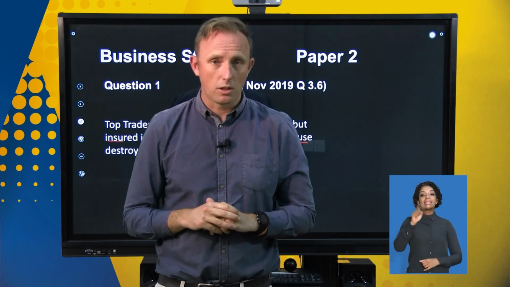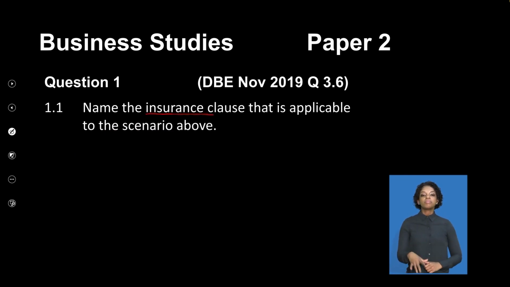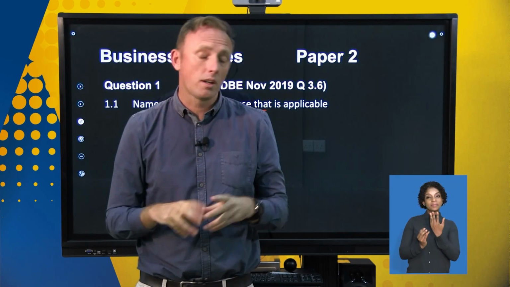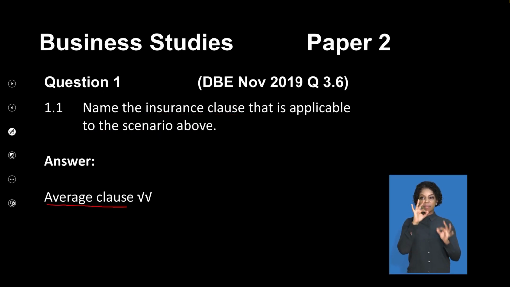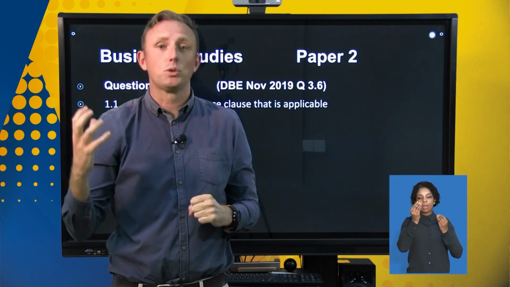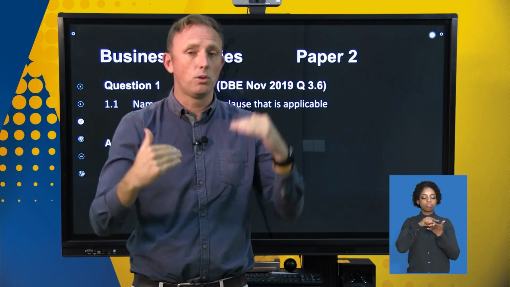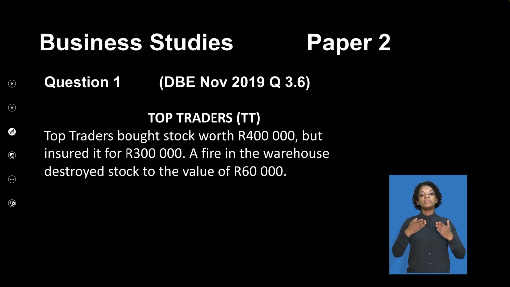So let's see what questions they could possibly ask us from the scenario. So the first question is, name the insurance clause that is applicable to the scenario above. So we can see that they have underinsured their stock, and there's a specific term for that, and that is known as the average clause. All right. So they will take how much the stock was insured for, they look at your damages, and then they'll work out a ratio according to how much you've insured your stock for and their market value. We go on to the second part of the question.